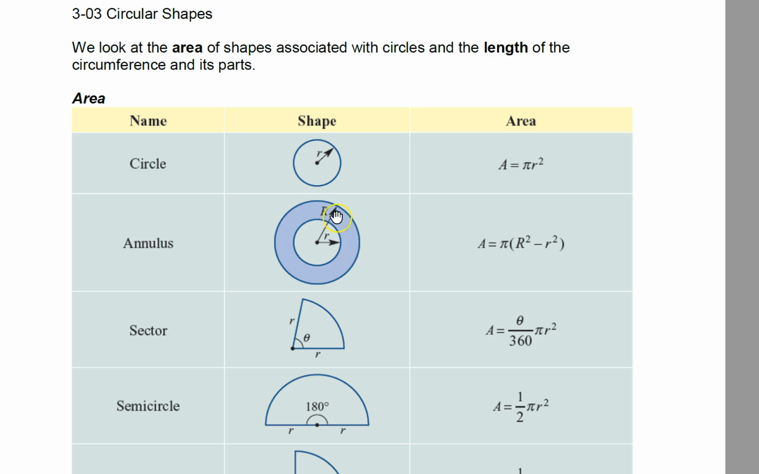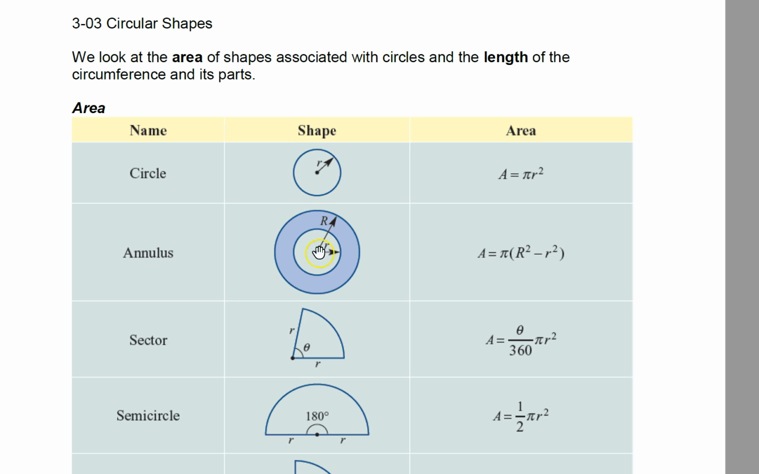An annulus is this region between two circles that share a common centre. The outer circle will have the largest radius, and we refer to that as capital R, and the inside circle has the smaller radius, and we use the lowercase r.